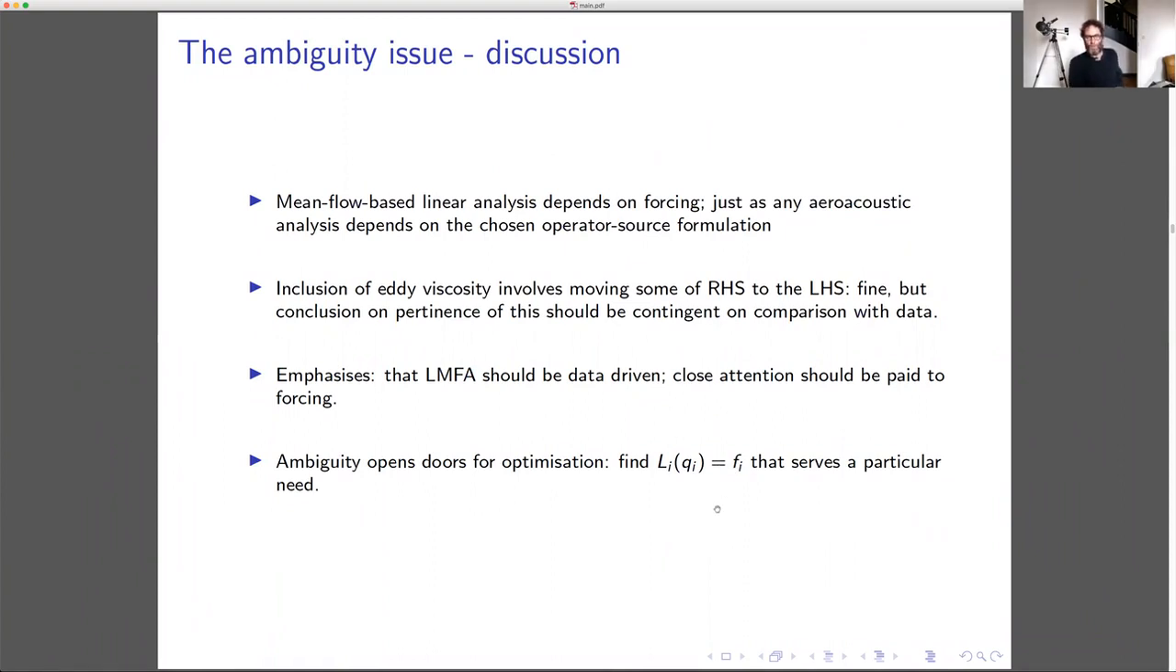Let's find the split of Navier-Stokes into linear and nonlinear pieces that would serve a particular need. You might like to enhance gain separation. You might like to align forcing fields with the leading forcing modes. So these are things that we continue to explore, and I think there will be interesting things that will come of this in the near future.